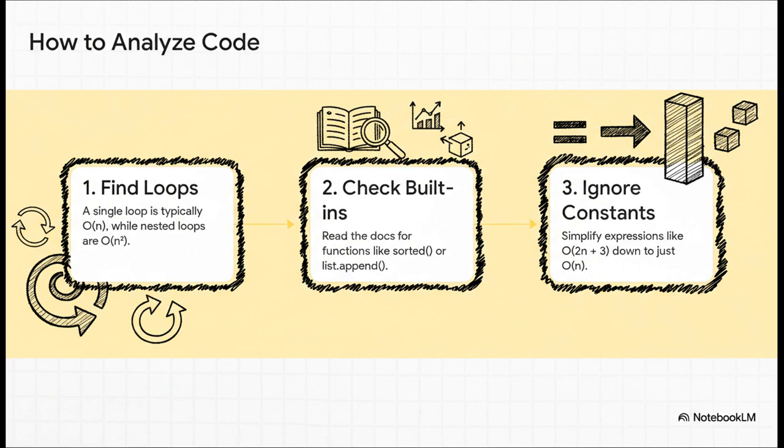So how do you start figuring out the Big O of your own code? It's actually a pretty straightforward process. First, just look for loops. They're usually the most dominant part of your algorithm. A single loop often means O(n). Nested loops often mean O(n squared). Next, check the docs for any built-in functions you're using to see their complexity. And finally, remember, we're looking at the big picture, so we ignore constants. O(2n) just simplifies to O(n).